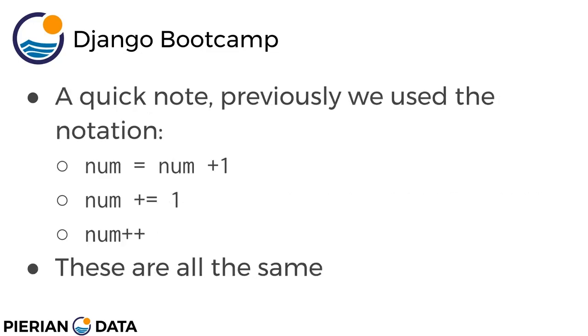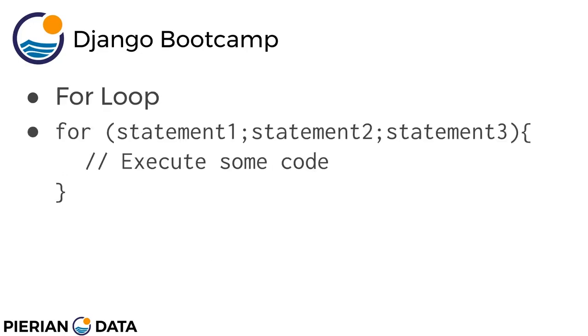And as a quick note, previously we used the notation num is equal to num plus 1 when, during a loop, we wanted to increment the variable num by just 1. There's also two other ways of writing that, and that is num += 1 or num++. And if you wanted to subtract 1, you would just say num -= 1 or num--. So these are all the same. All three of these statements are doing the exact same thing. That's just a heads up because with JavaScript, the most common one you'll see is the very last one, num++.